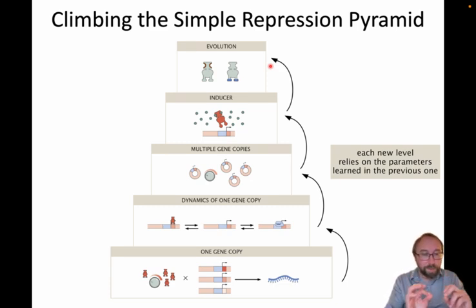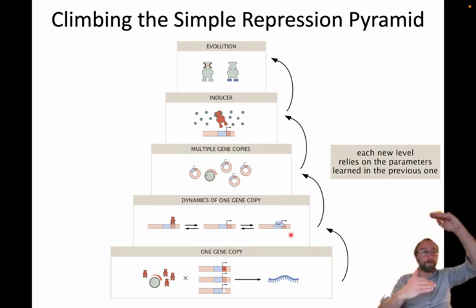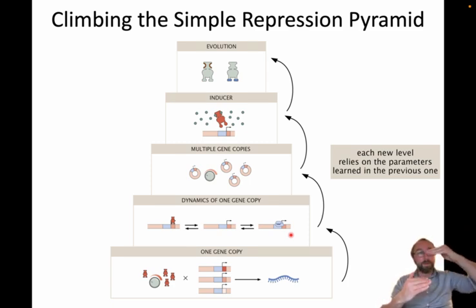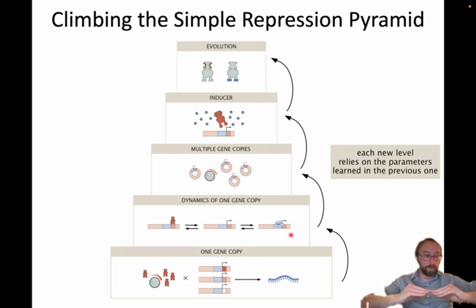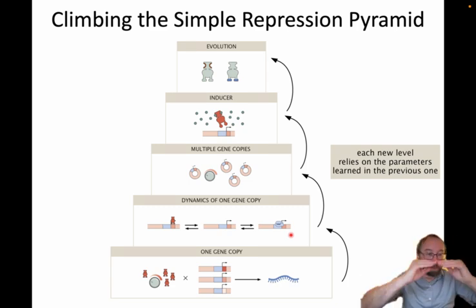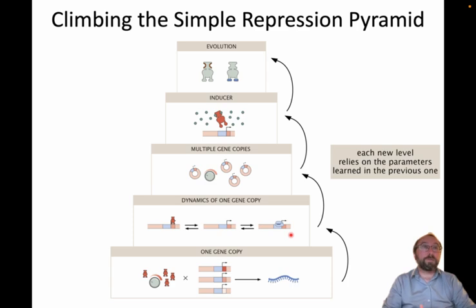And the point is that each step of this pyramid, every time we climb one step, we use the parameters that we learned in the previous step. And that makes the inference of new parameters in the next steps much simpler. So it's not like as I make it more complex, I need to know more and more new parameters, because I depend on the parameters that I learned in the first iterations. The number of new parameters with every iteration as I increase regulatory complexity remains manageable.